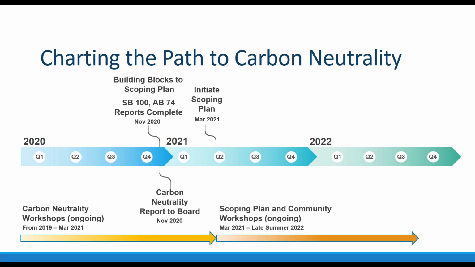This will include convening the Environmental Justice Advisory Committee. We will transition from carbon neutrality workshops to scoping plan workshops when the formal process is initiated. This will also include community meetings. We plan to complete the draft scoping plan in early 2022. The target for completion of the final plan is towards the end of 2022.